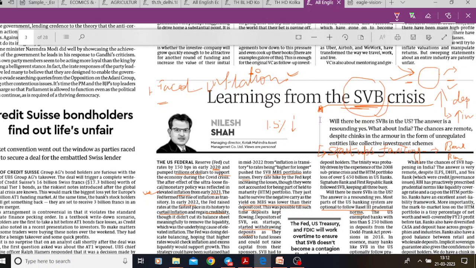Now what happened this time, as I was saying, due to the loosening monetary policy, inflation struck between 2020 and 2022. From the beginning of 2022, every country wanted to tame inflation, and for that the banks wanted to increase their repo rate. So the bonds that these banks previously held could not give much return, right?